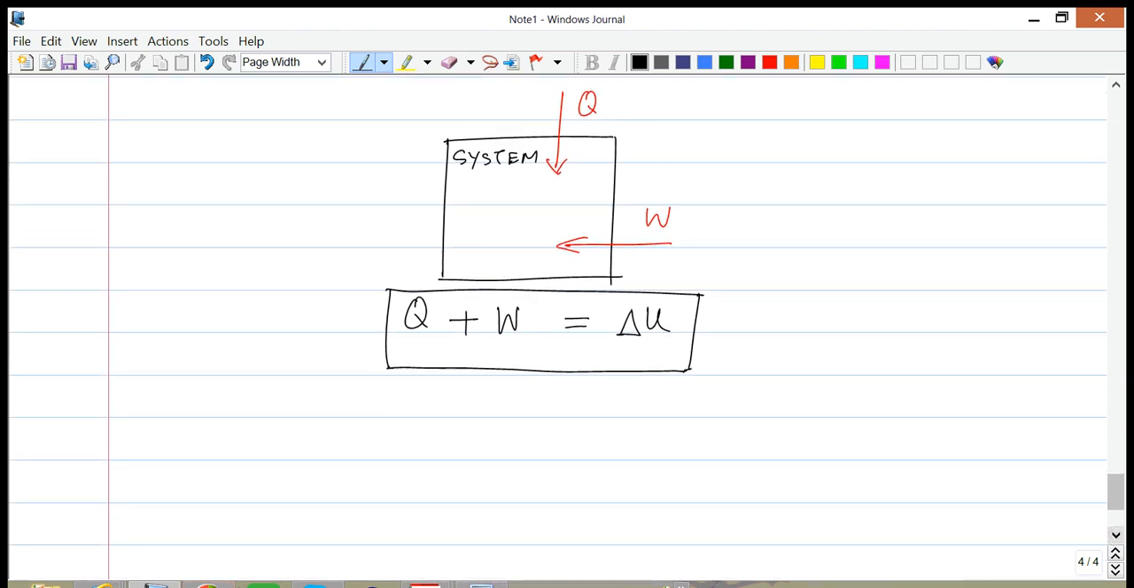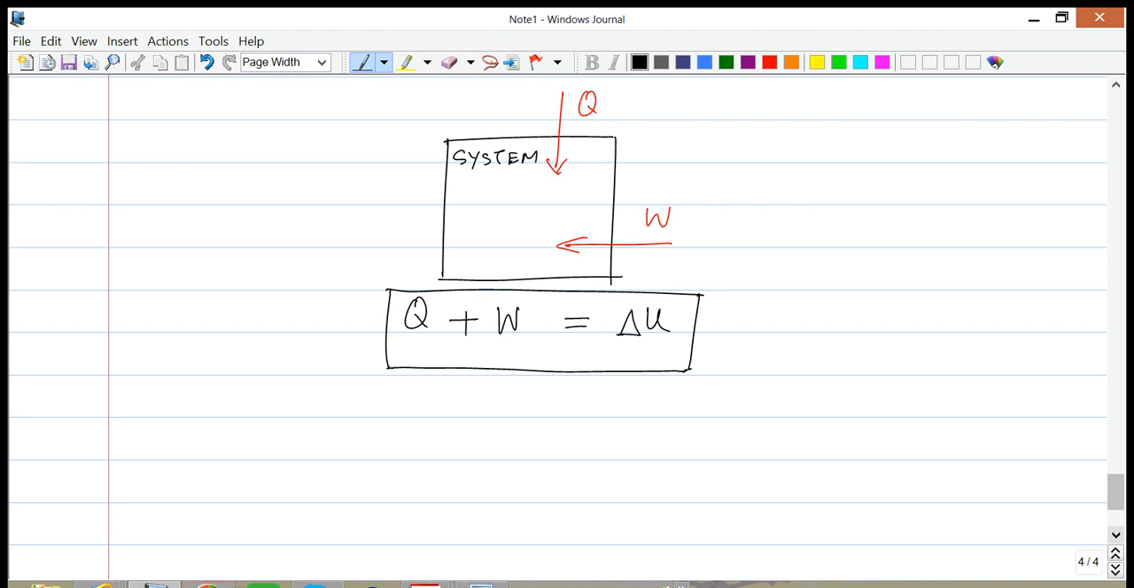It's a very simple law, and although it's simple, there are lots of things you can do with it. However, it does not tell you what kind of processes are restricted. We'll talk about that a little bit when we discuss the second law of thermodynamics, which tells you what processes are restricted.